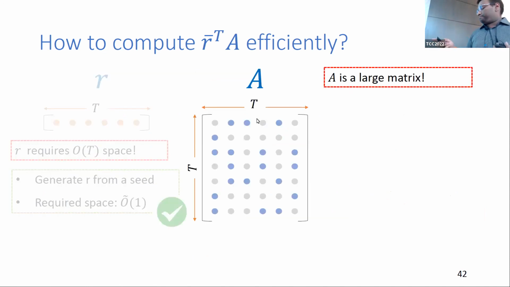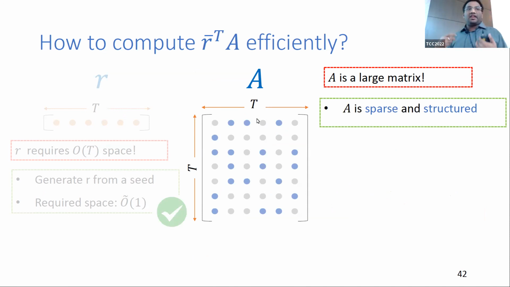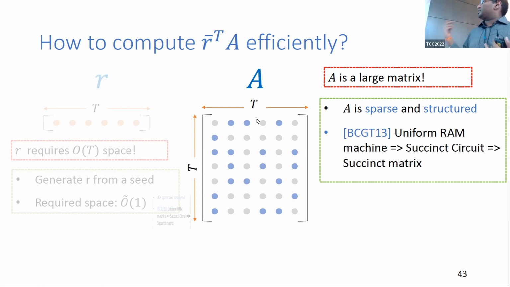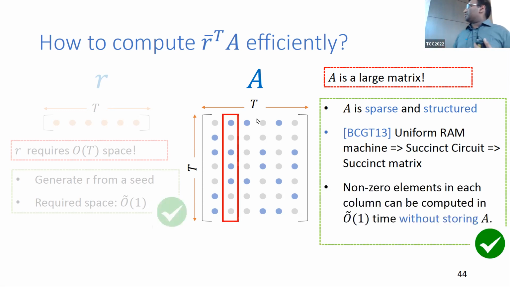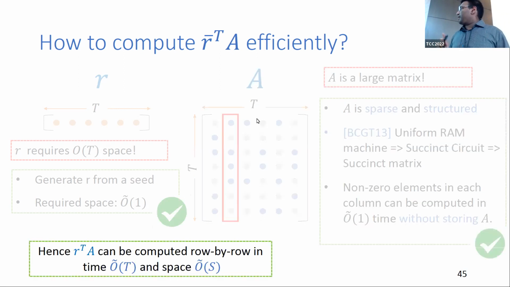What about matrix A? Here, if we have A to be a sparse and structured matrix, it works out. Now the Ben-Sasson et al. transformation, which we used before, converts a uniform RAM machine into a succinct circuit, and you get a succinct matrix out of it. So the linear matrix will be succinct. Now you can compute all the non-zero values in a column in constant time without actually storing the A matrix at all. And so now you can compute RTA row by row in time T and space S.